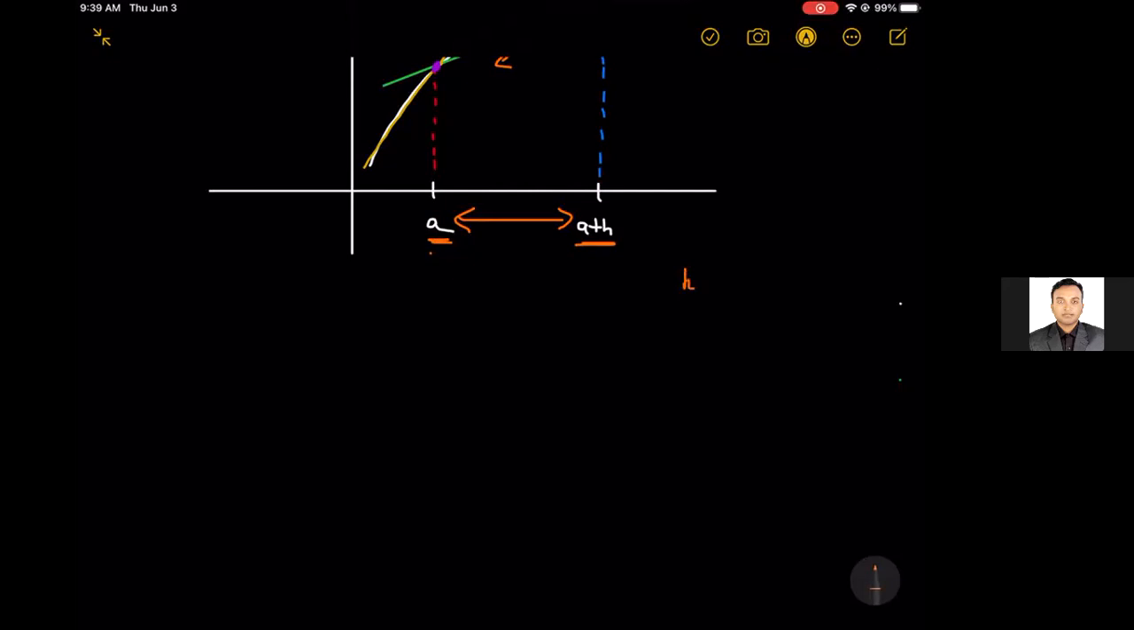This will take us to when H will be really, really close to 0. Do you agree? Because I'm saying that A and A plus H have to be really, really close to each other. The only difference between these two is the H. So if these two move really close to each other, that's possible only when H tends to 0. H is really close to 0. Do you agree?